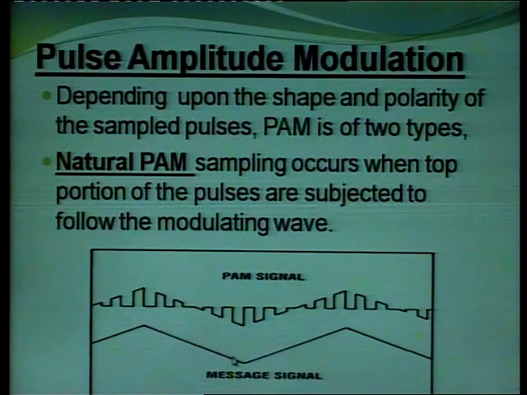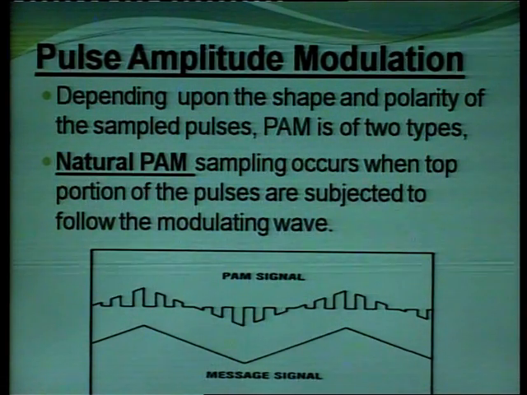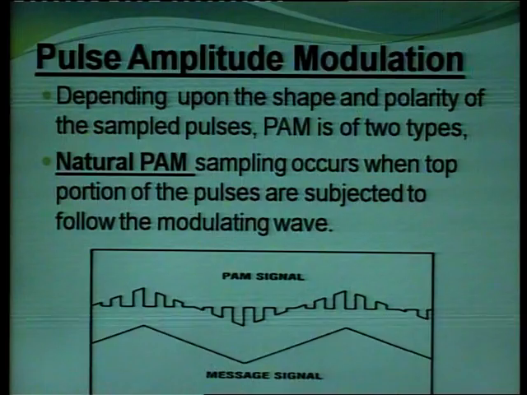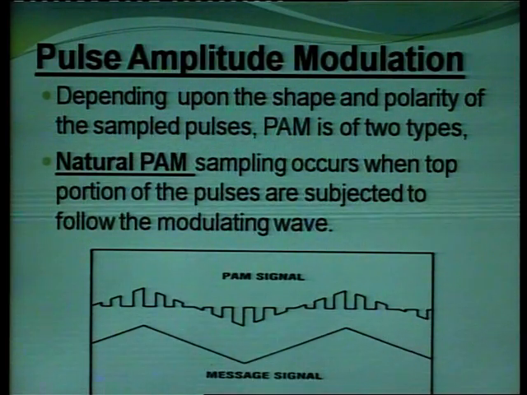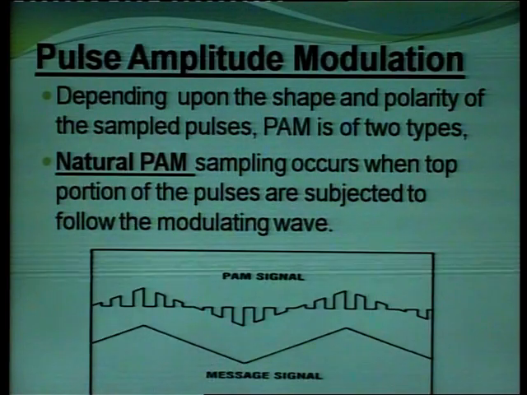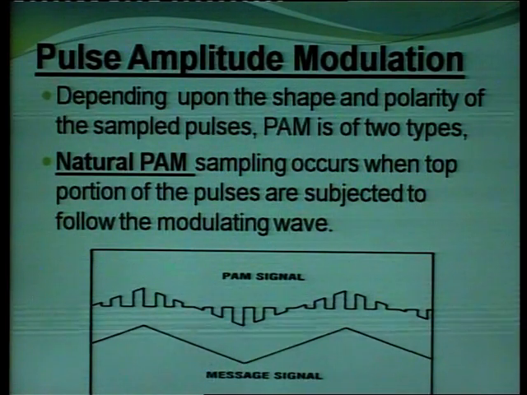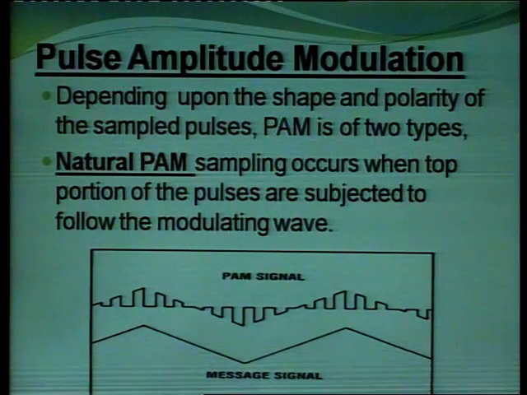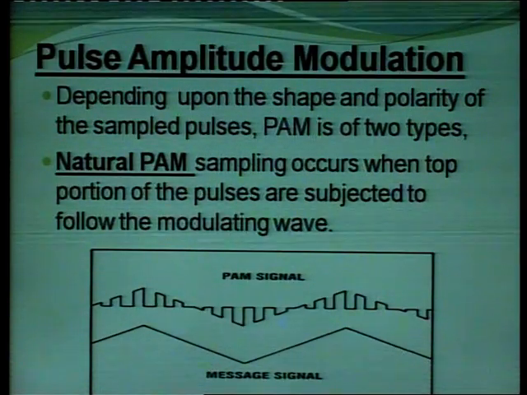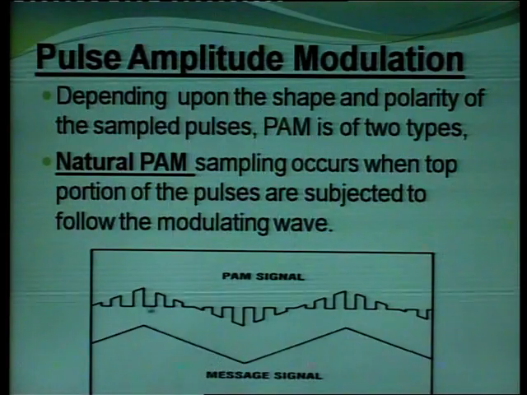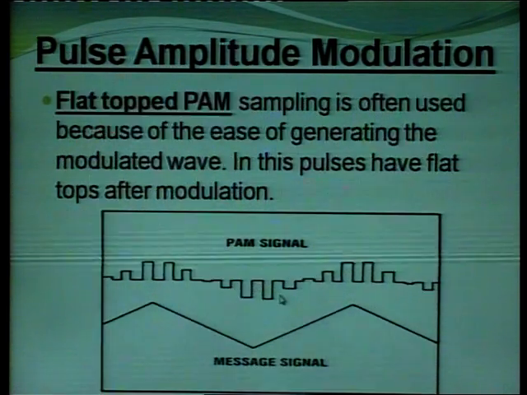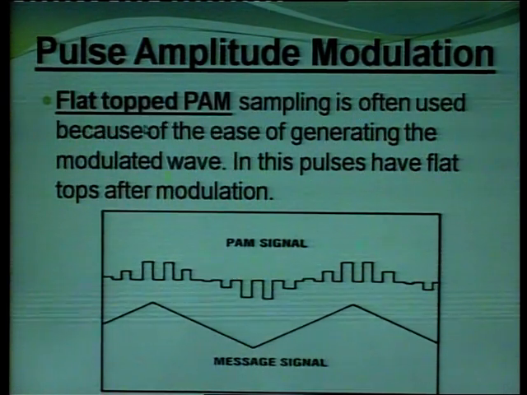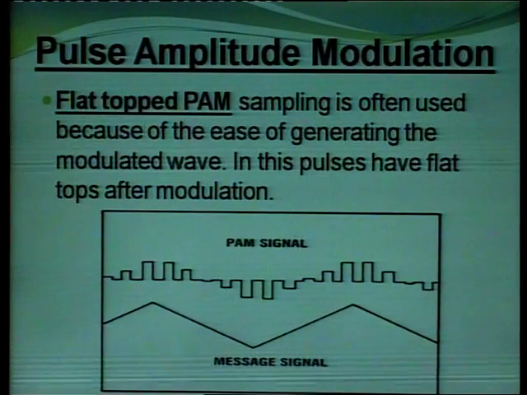Depending upon the shape and polarity of sampled pulses, PAM is of two types, that is natural PAM. In natural PAM, sampling occurs when top portion of pulses are subjected to follow the modulating wave. In this diagram as we have shown, the top of the pulses follow the message signal, that is modulating signal. Whereas second type is flat top PAM.